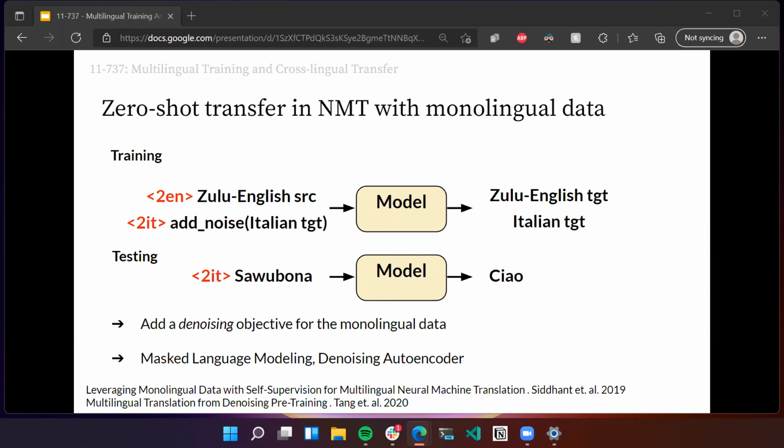And if you did this, in general, research has shown that this tends to help performance on zero-shot transfer. And I think this is similar to an approach discussed by Graham in the data augmentation class.